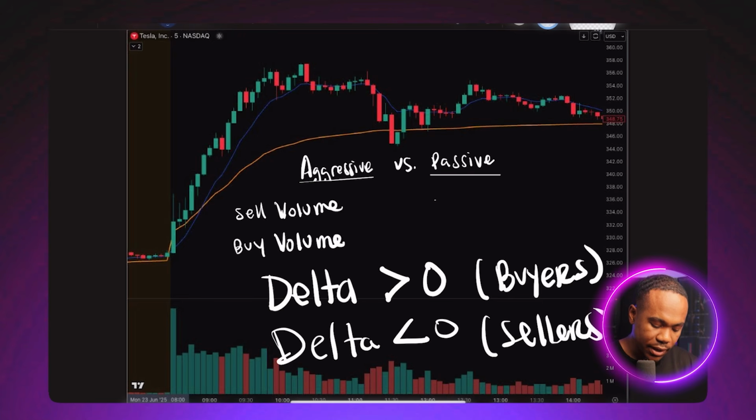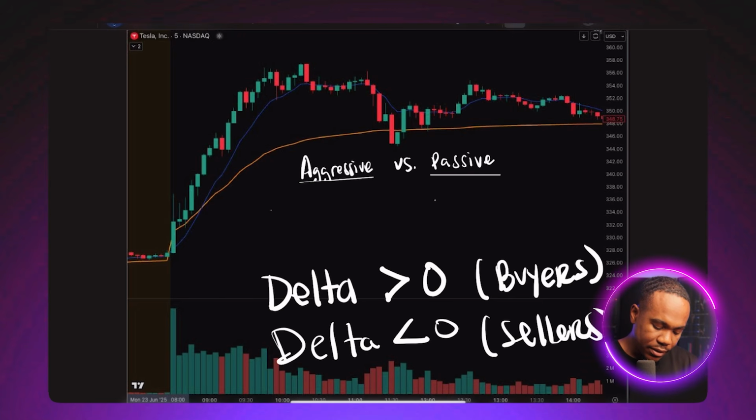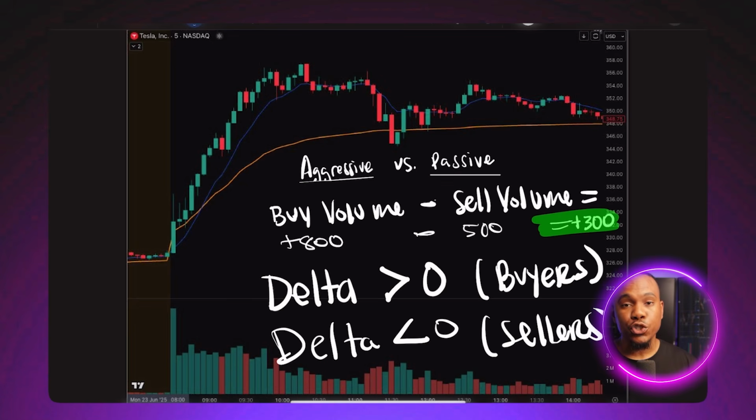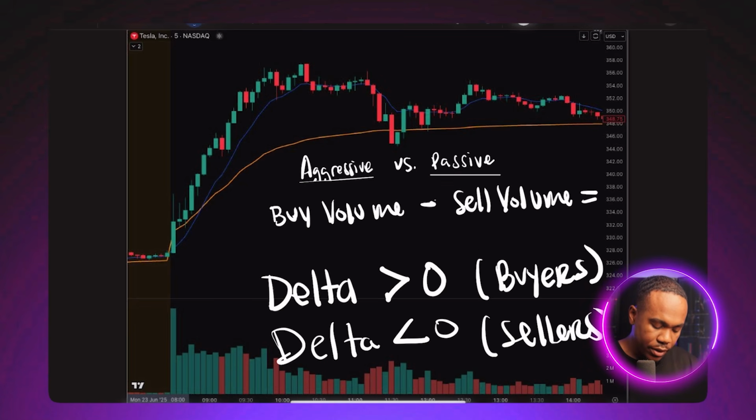And how is that calculated? That's calculated by taking the buy volume and subtracting the sell volume, and that will give us the delta. So let's say that you had 800 shares traded on the ask minus 500 shares traded on the bid, and that will give us positive 300. That means that the buyers were stronger than the sellers. We have another scenario where we have 500 shares traded on the ask and 1,000 shares traded on the bid, and that will give us a negative 500 delta, meaning that the sellers were more aggressive.